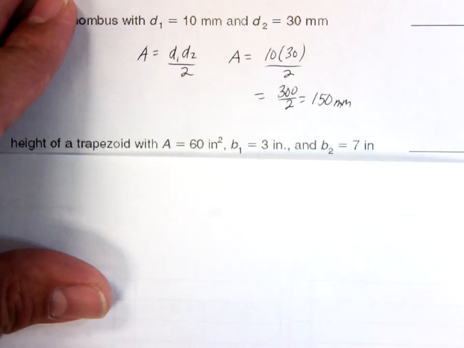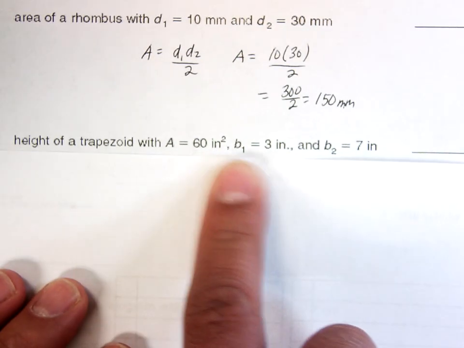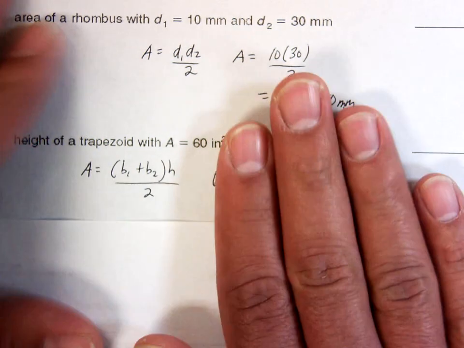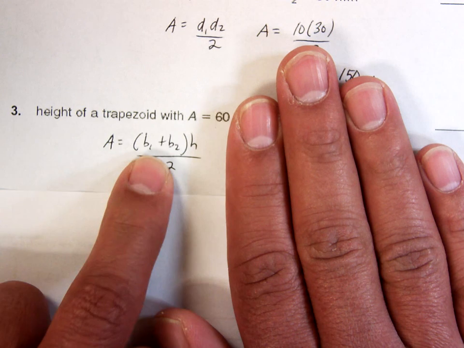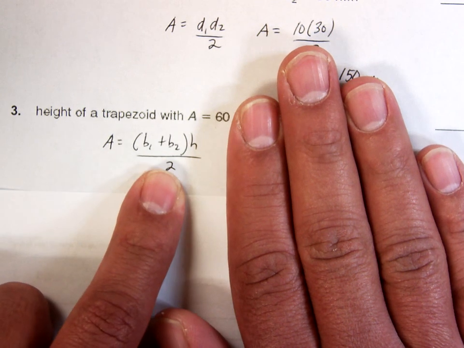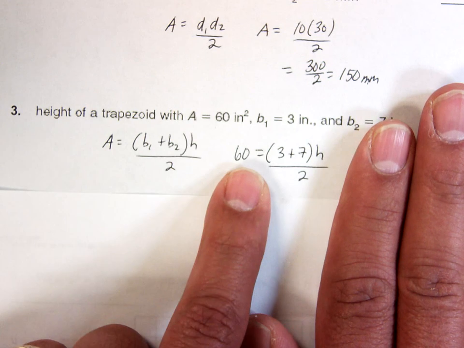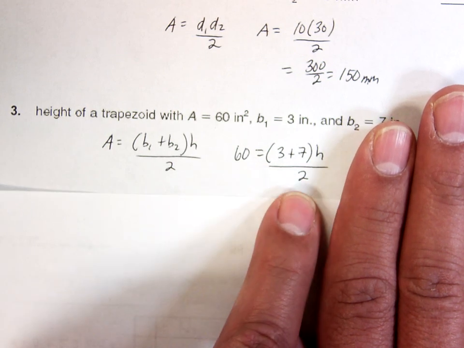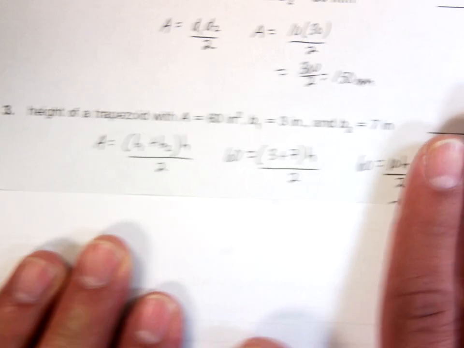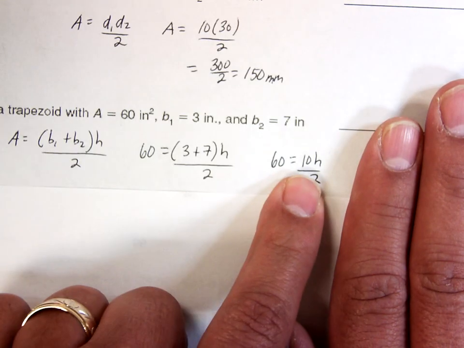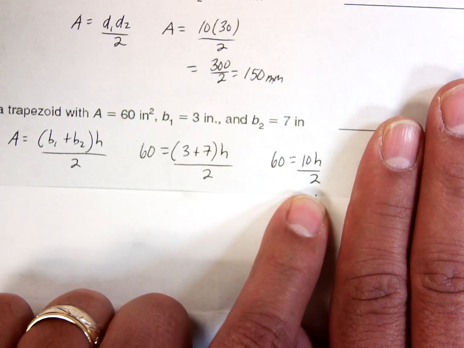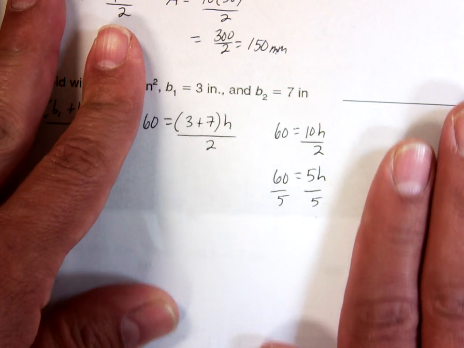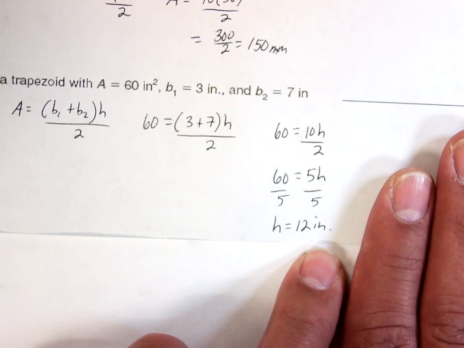Height of a trapezoid with area equal to 60 inches squared, b1 is equal to 3 inches and b2 is equal to 7 inches. Plug in, so there's my formula. Area is equal to b1 plus b2 times the height divided by 2. Plug in what I'm actually given. I know my area is 60 inches squared. I know my two bases, 3 plus 7. I have to divide that by 2, and there's my h just sitting there. So I then get 60 equals 10, since 3 plus 7 is 10, times h divided by 2. 10 divided by 2 gives me 5h. Then divide both sides by 5, and I get that h is equal to 12 inches.